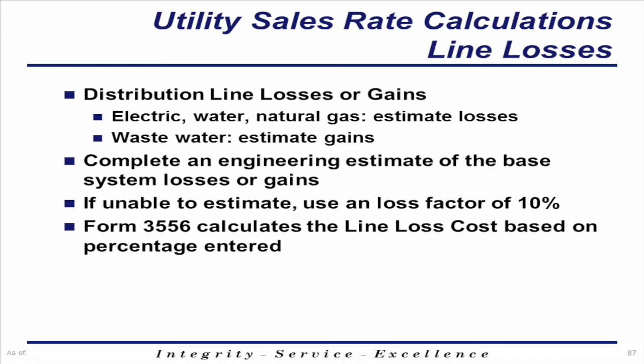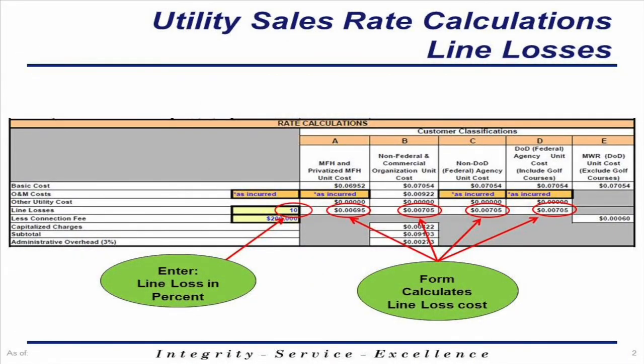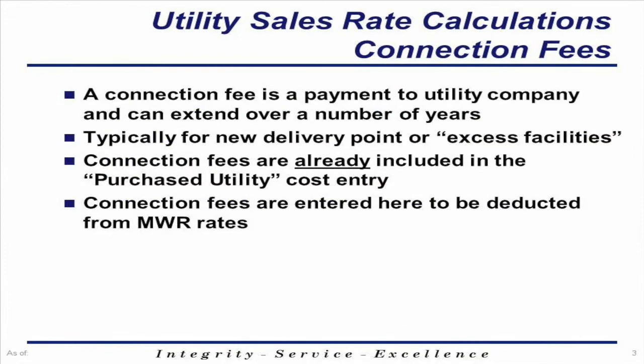The 3556 calculates the line loss. It's based on the percentage entered. The only thing you have to remember is the number that's entered. If the line loss is determined to be 10%, the number 10 is entered. Okay? It's not 0.1. Here's the example 3556 for electric service, showing a line loss of 10%, and the form then calculates the cost of that line loss in each of the customer classifications.